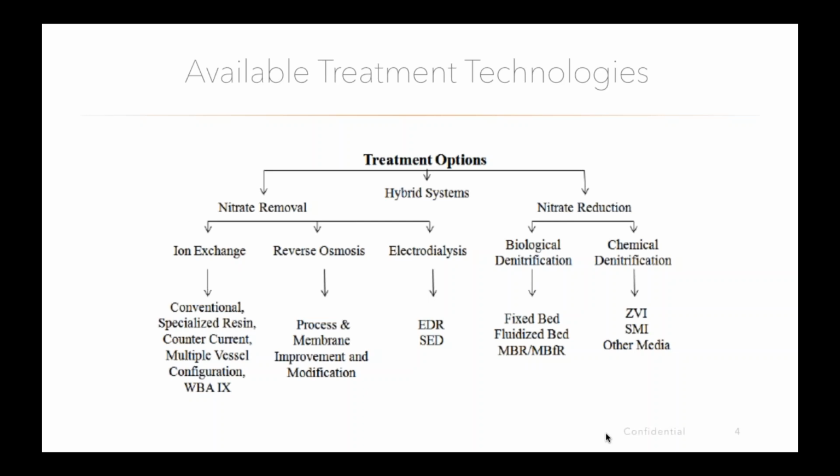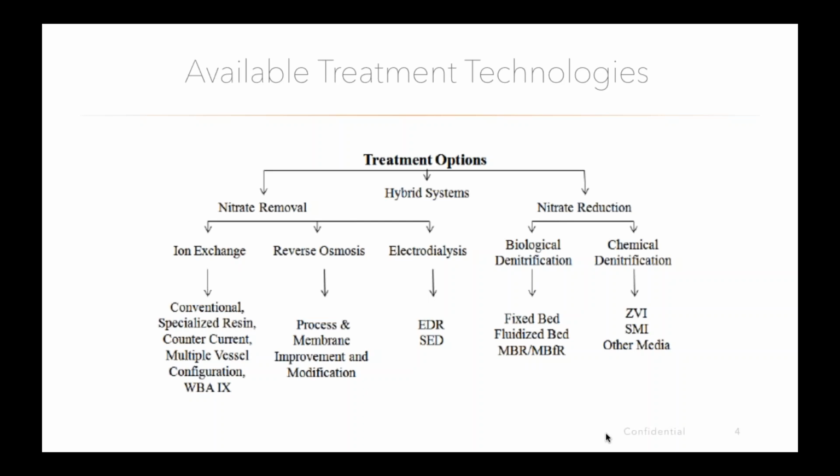Reverse osmosis, on the other hand, the downside is that it still concentrates the nitrate into what we call a reject stream. It's not as concentrated as what you would see in an ion exchange brine, but the issue with reverse osmosis is you get really low water recovery. Typically, for every 100 gallons of water that goes through an RO system, you lose about 20 to 30 gallons of that water through the RO process. And that loss of water has big financial and economic impacts for these water companies.